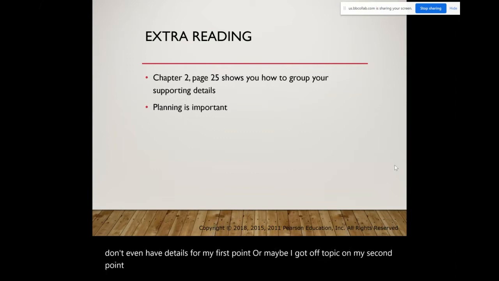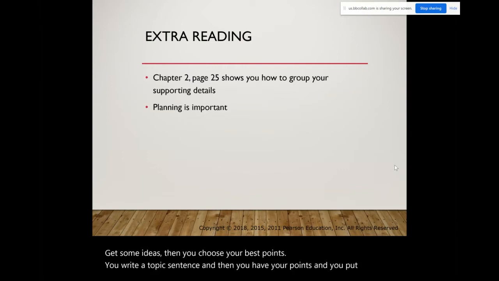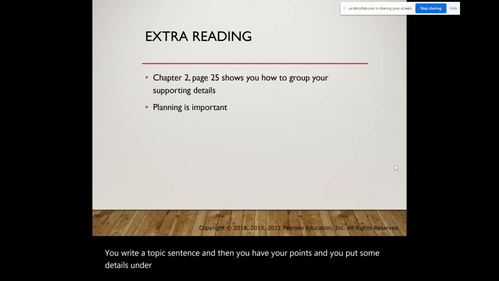So outlines are good. First you do the pre-writing, get some ideas, then you choose your best points, you write a topic sentence, and then you have your points and you put some details under each point. Then you can start actually making sentences.